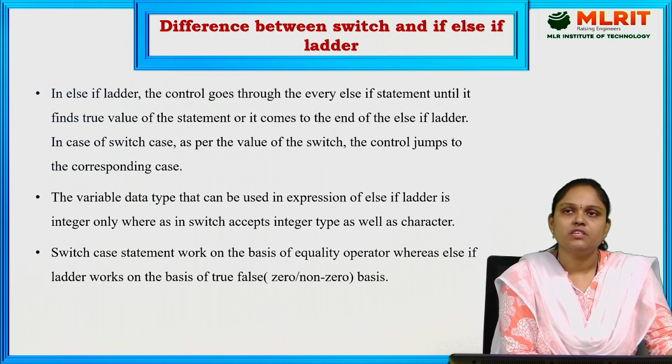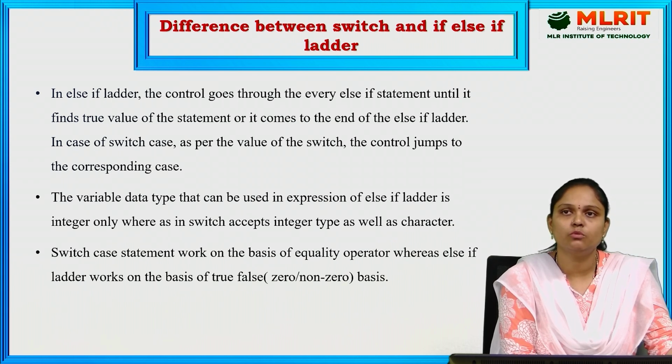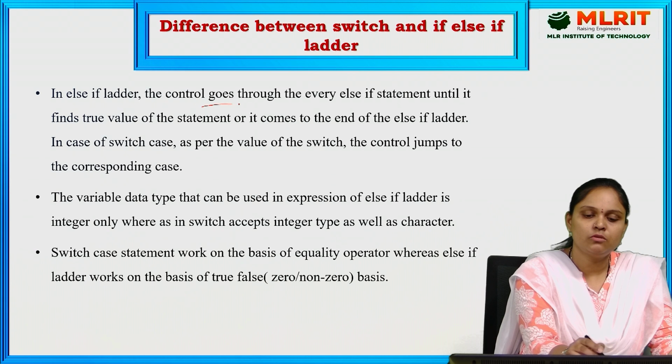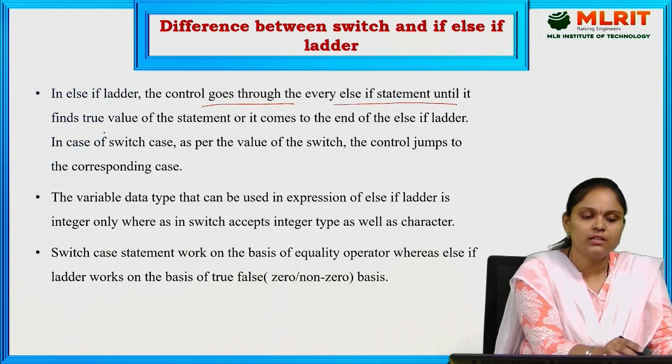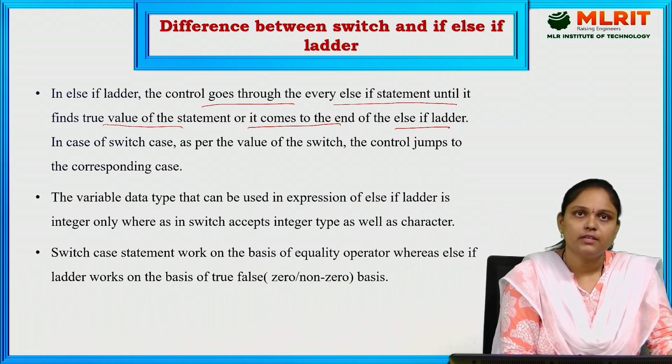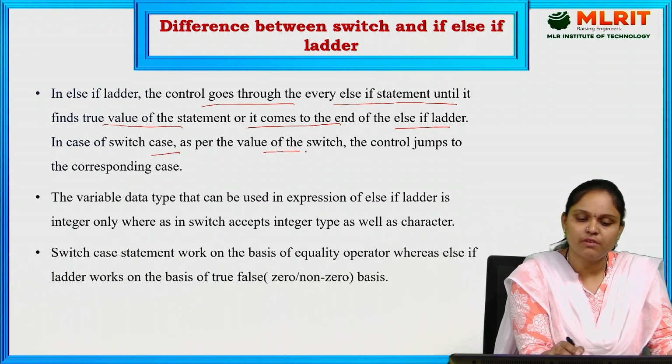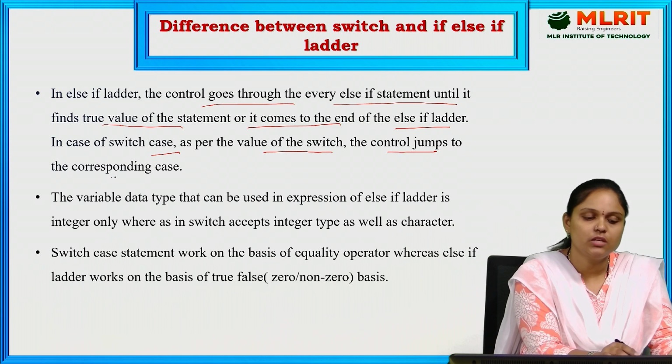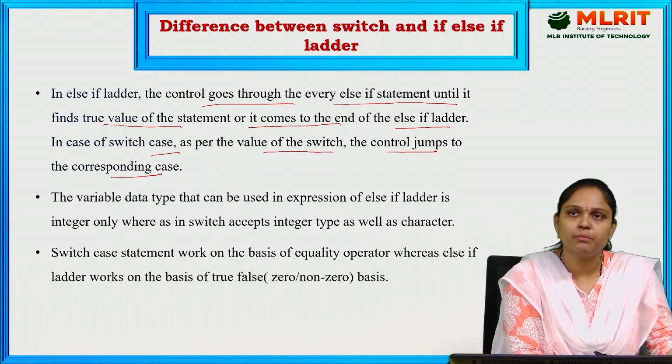The next topic is the difference between the switch and the if-else-if ladder. In the if-else-if ladder, we are going to check all the conditions, but coming to the switch, we check only one condition, and after evaluating it, it directly jumps to the corresponding case. In the ladder, the control goes through every else if until the statement is true, or it comes to the end of the else if ladder. Coming to the switch case, as per the value of the switch, the control jumps directly to the corresponding case, and the statements we have given in that case will get executed.